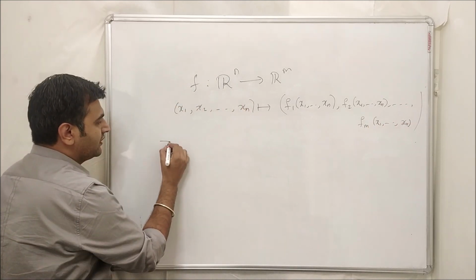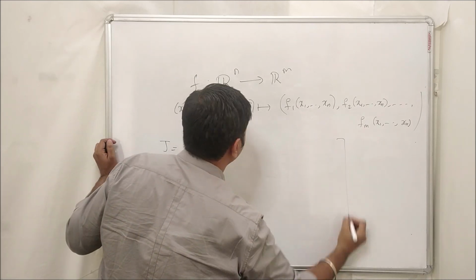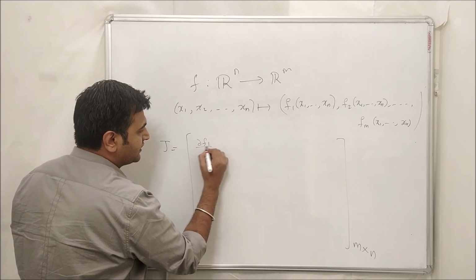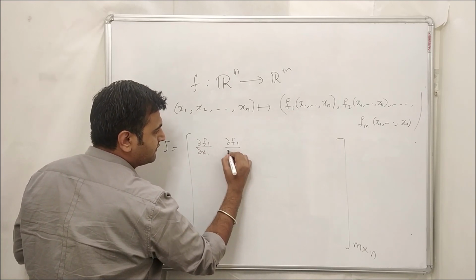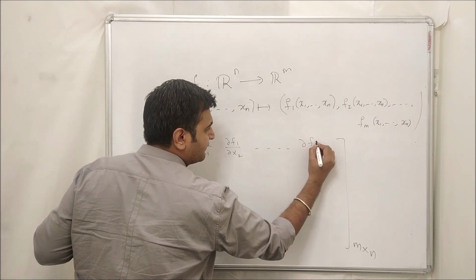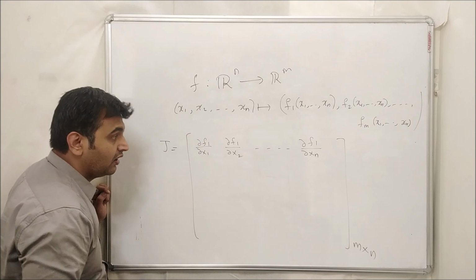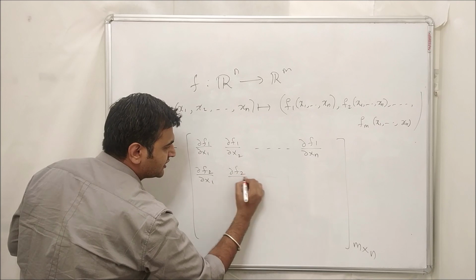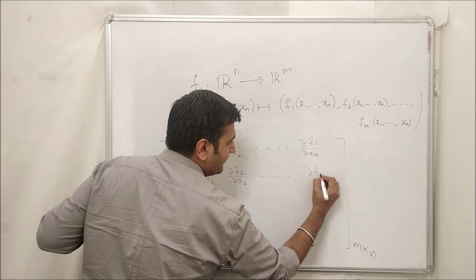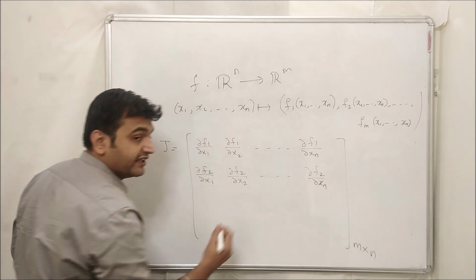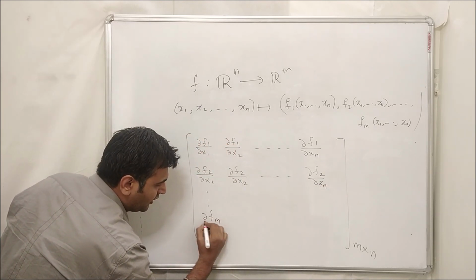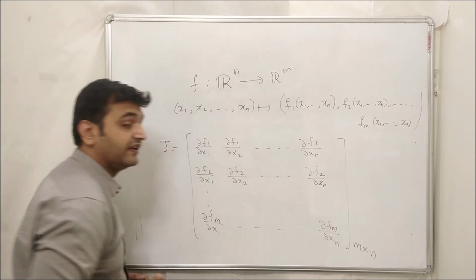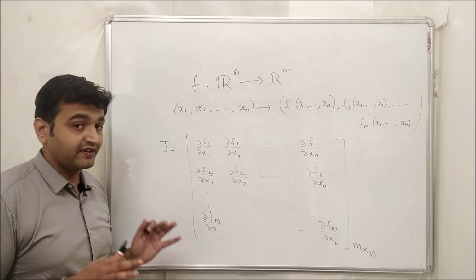As I told you earlier, the Jacobian will be a matrix of order m cross n. Start with the first function: first function with respect to the first variable, first function with respect to the second variable, up to first function with respect to the nth variable. Go with the second function with respect to the first variable, up to the second function with respect to the nth variable, up to the mth function with respect to the first variable to the mth function with respect to the nth variable. So this is how in general the Jacobian matrix looks.